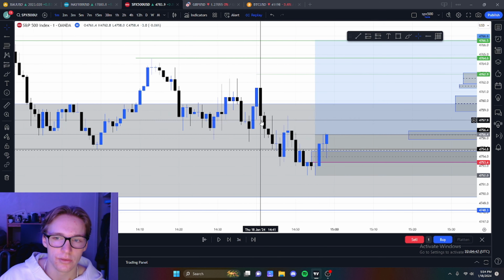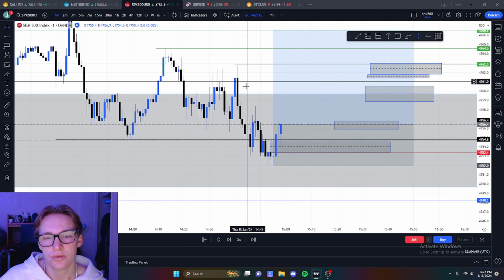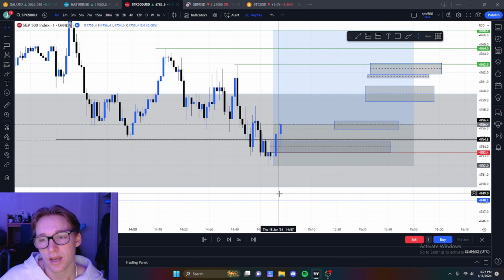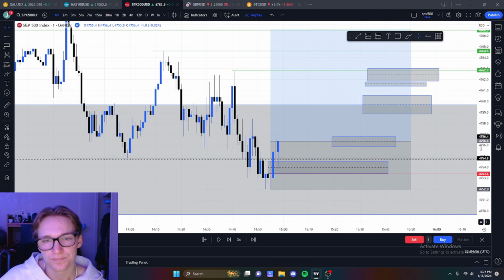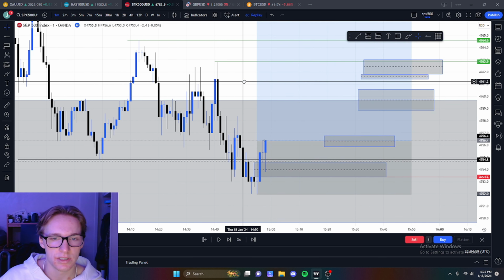Stops just below these lows. And yeah, I mean, you could have put in your stops at the bottom of the fair value gap or even at the bottom of the order block. But we put it below these lows, which I feel like is still a pretty safe stop.